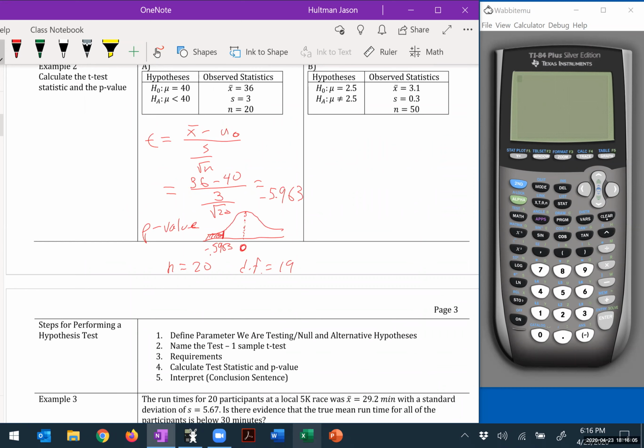So I'm going to go to 2nd vars. I'm going to go to tcdf, not normalcdf. Normalcdf is for z's. For tcdf, I'm going to have the lower be negative infinity. I'm going to have the upper be negative 5, not negative point. It's negative 5.963.